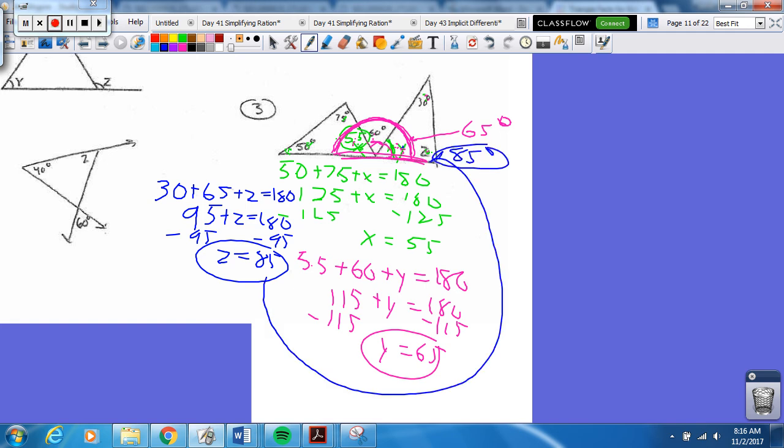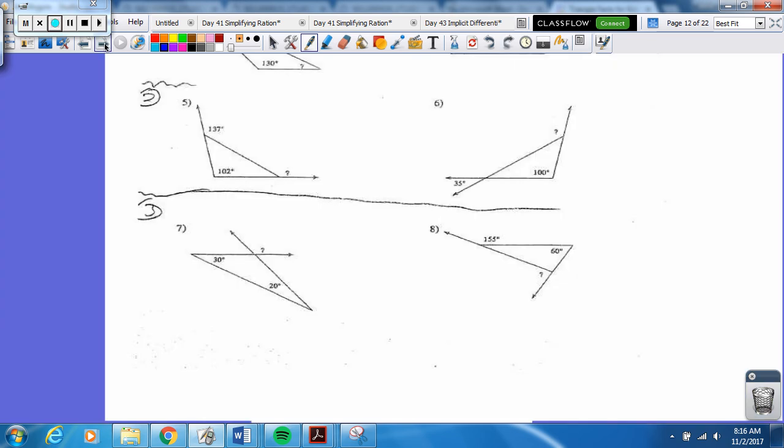There you go. Let's try one more. Maybe two. Let's try it. So flip the page to this.